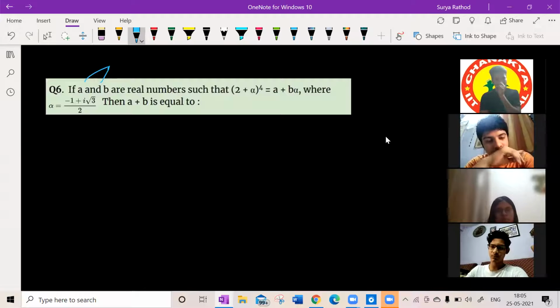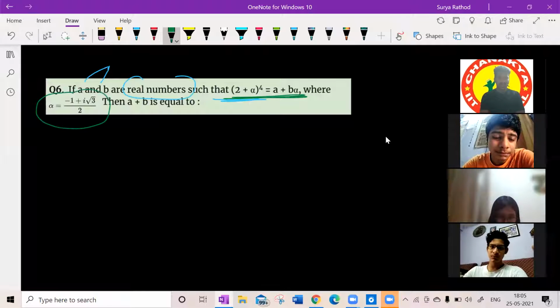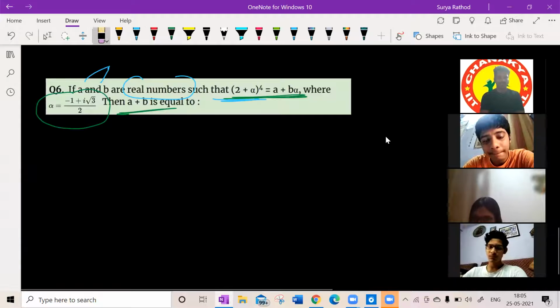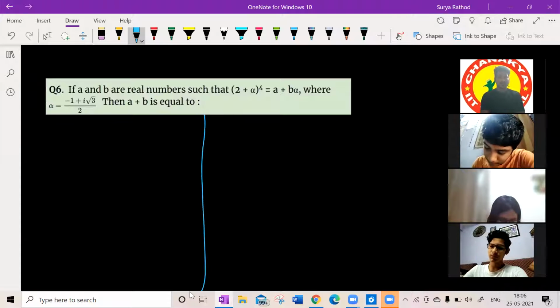A and B are real numbers such that (2 + α)^4 = A + Bα, where α is given as (-1 + i√3)/2. Then A + B is equal to what? Very simple question. Yes, I understand it is a bit of a lengthy calculation. Solve this. See here, first, α can be written as how?